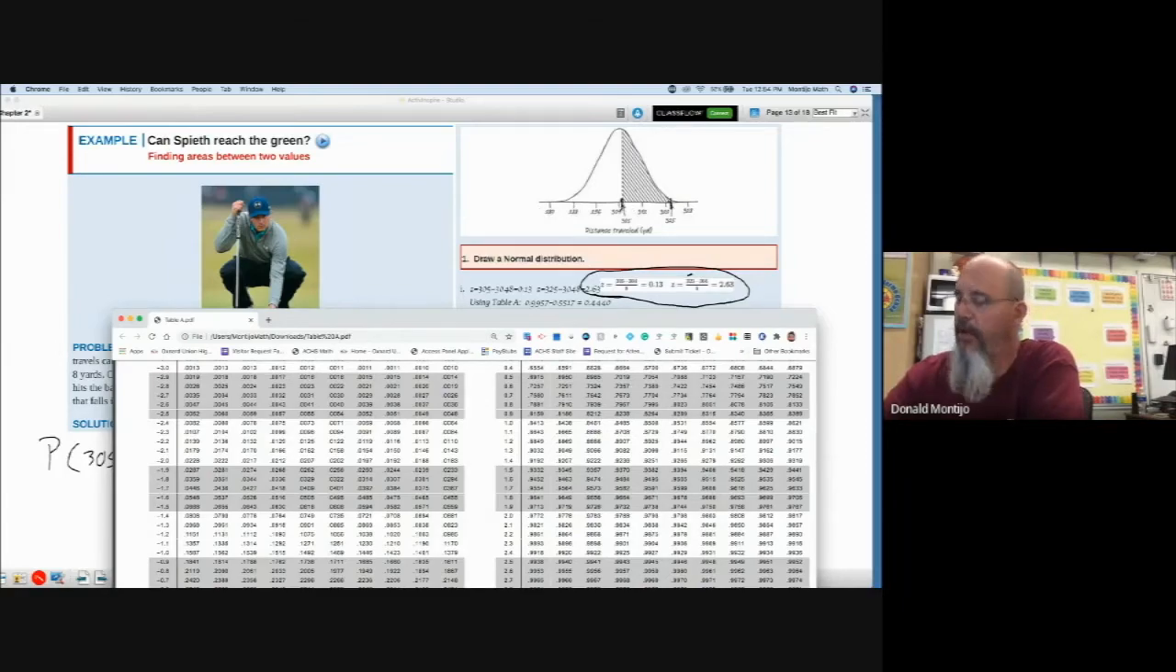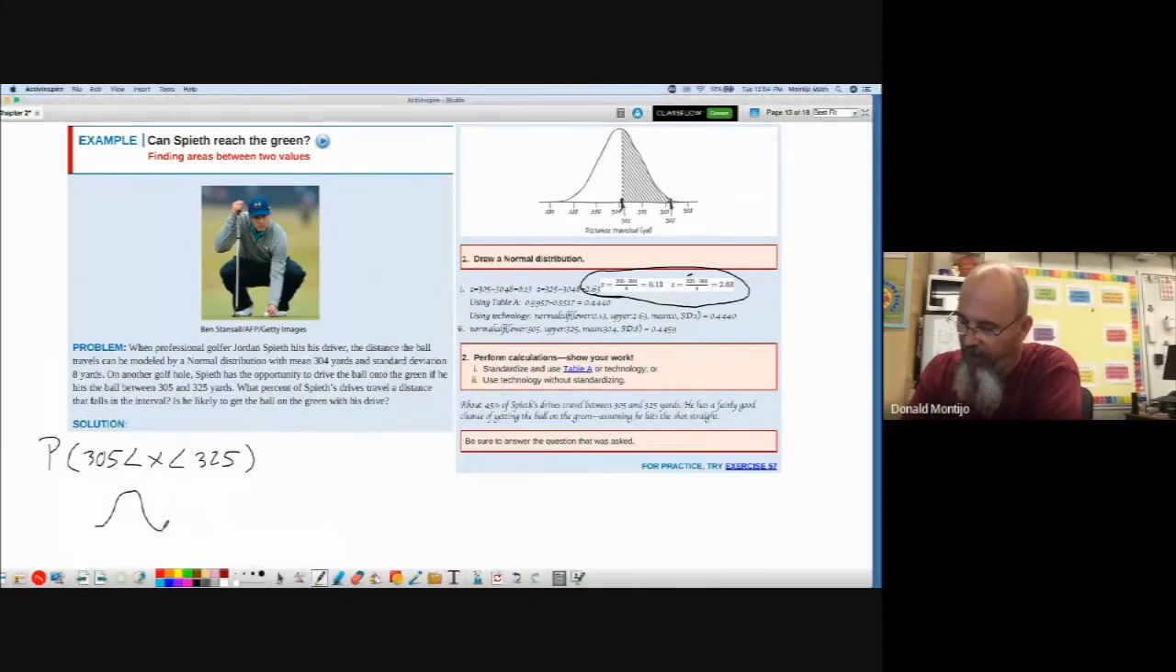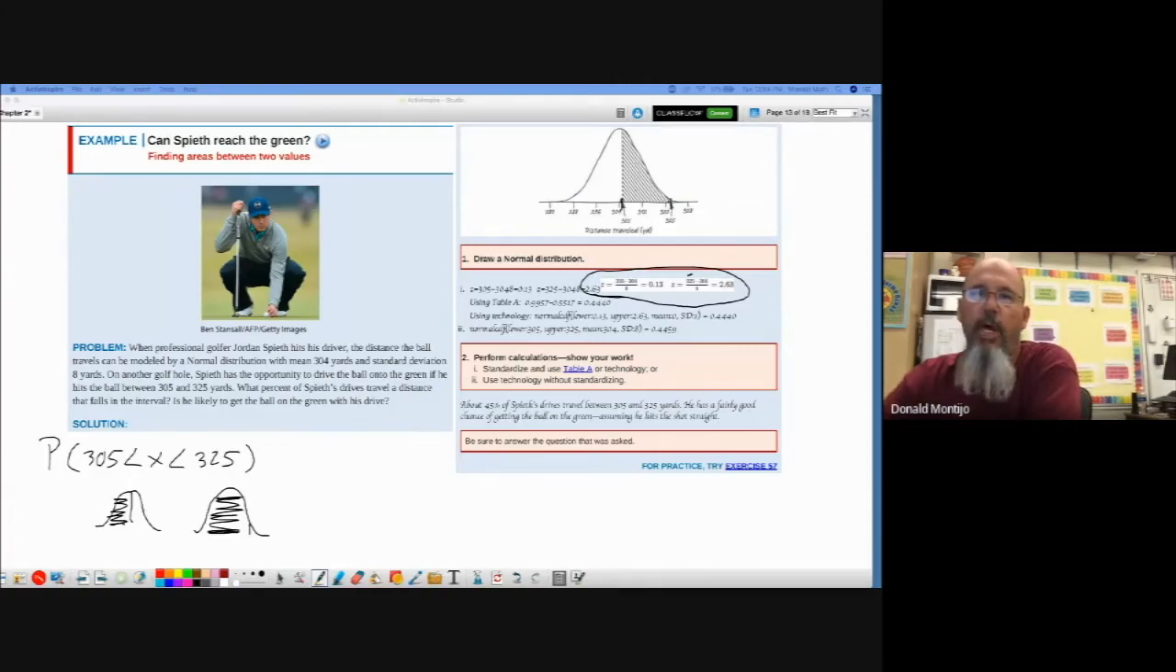So if I find the first area, less than 305, which would be this area. And then I find the area less than 325, which would be this area. I want the difference between the two, the distance between the two. So that's why we would subtract the area of 325 minus the area less than 305. Again, we could do this on the calculator as well.